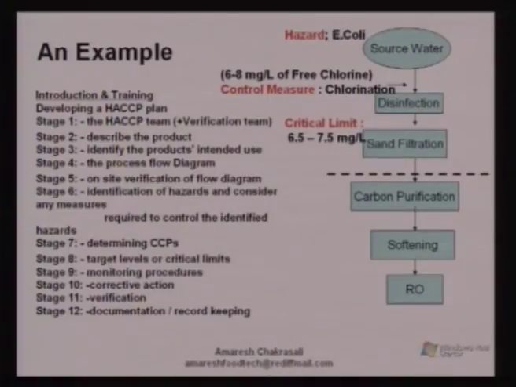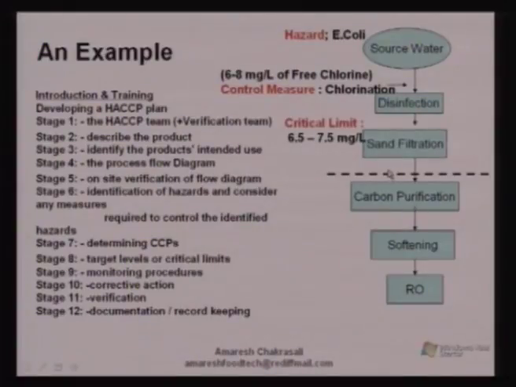Then next, the third stage is to identify the intended use of the product. This is also part of describing it. And then the fourth one is the process flow diagram. After describing the products, I have just given a typical flow diagram by the side of this. This is just a representation. It is not a complete process as a whole, because the process would vary based on the source water and all that. This is a water treatment process.